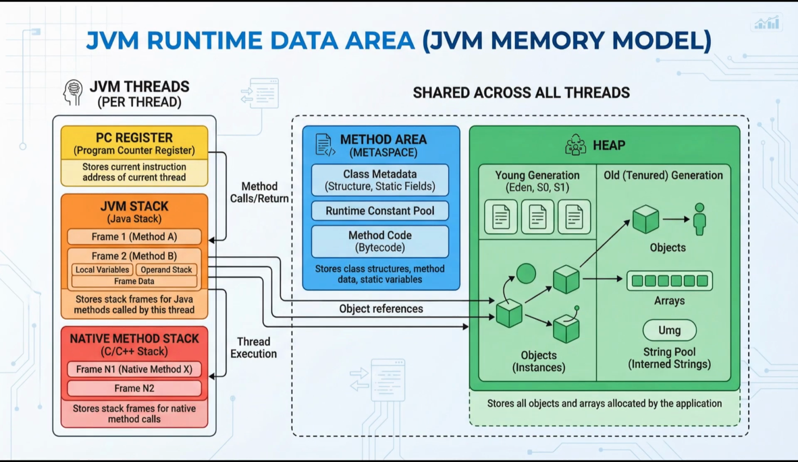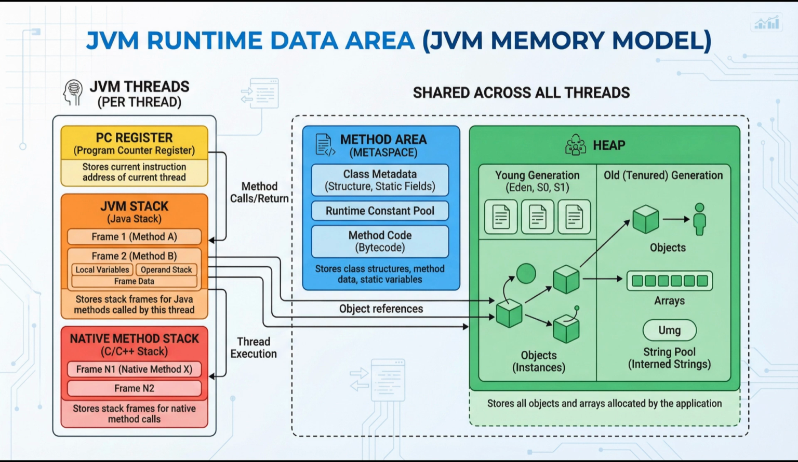Now, memory inside JVM. Method area stores class-level information like class details, methods, static variables, and constants. Heap stores all objects created during runtime. When you create an object, it goes into heap along with its data like variables and arrays. Strings are also stored here in a special area called string pool.